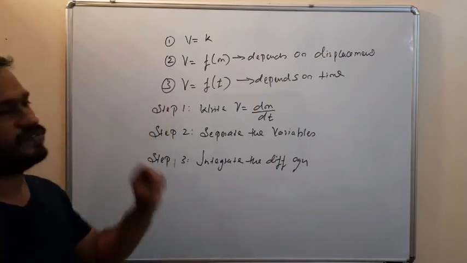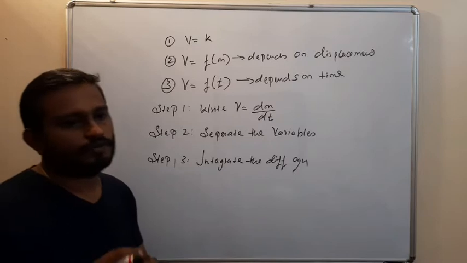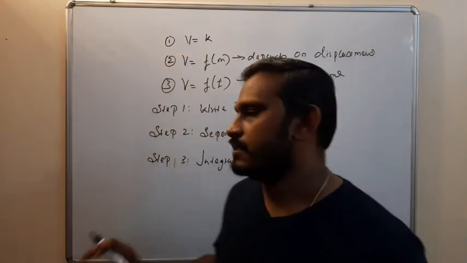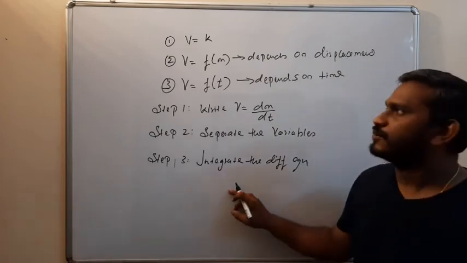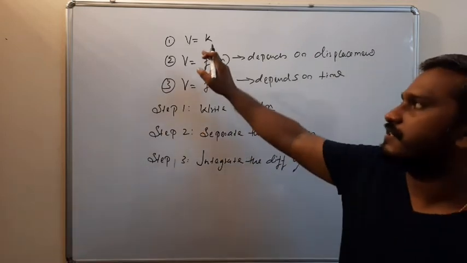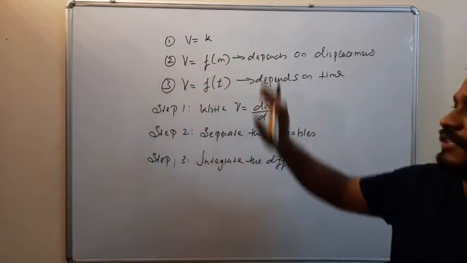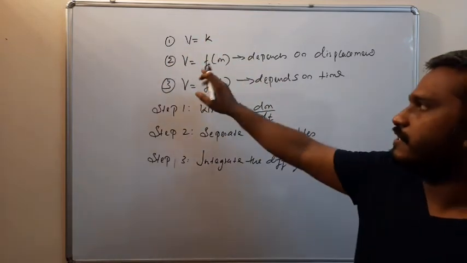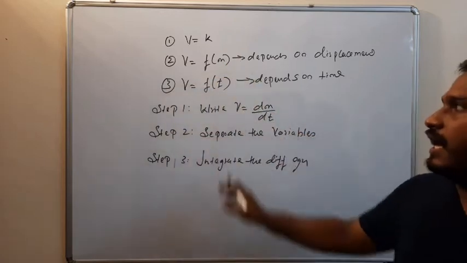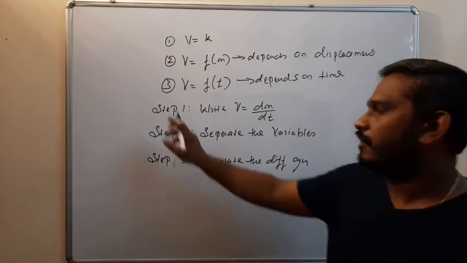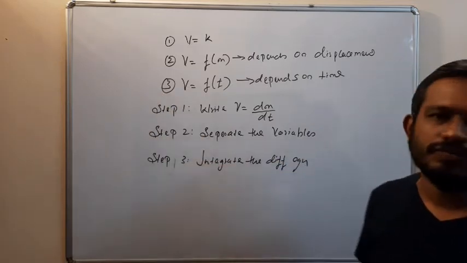So understand. The instantaneous velocity is given. You have to find the displacement. In this we are using integration. So instantaneous velocity will be given in one of these three forms. Instantaneous velocity may be given as a constant, or v is equal to f of x, or v is equal to f of t. Okay, following these three steps to find the answer.